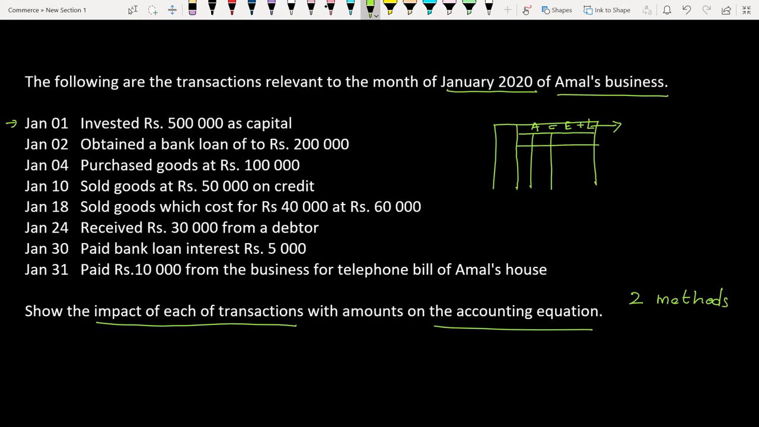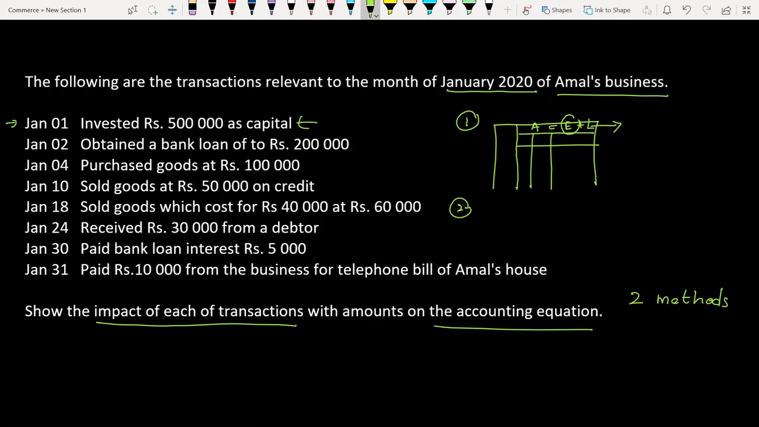For example, asset items like stock, debtors, cash, and liabilities items such as bank loan, creditors. And we don't maintain columns for equity items. We have only one column for equity. So this is our first step, drawing the sketch of the table.